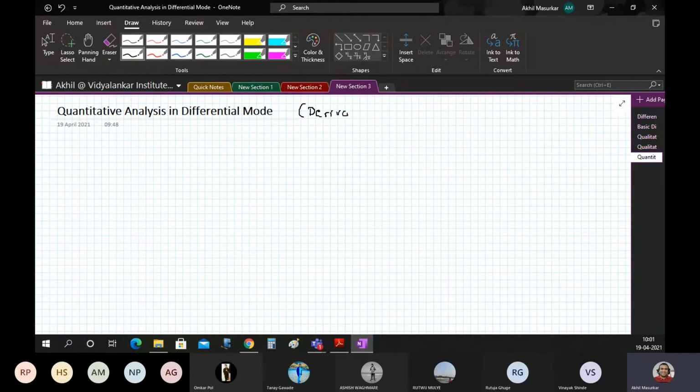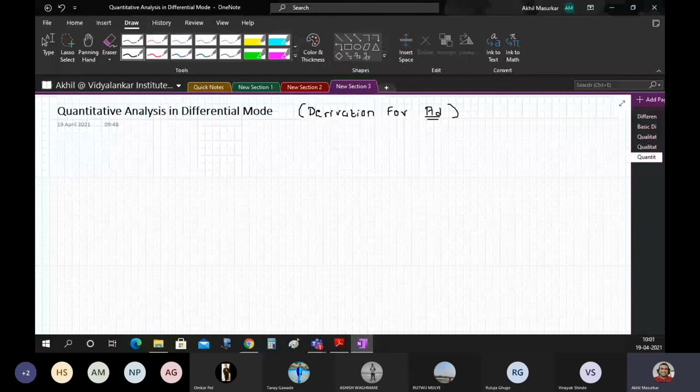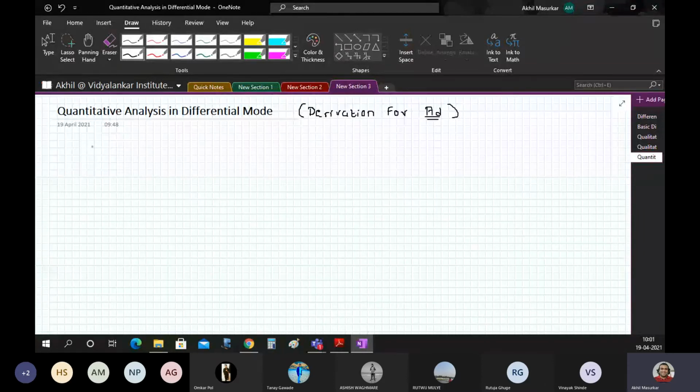derivation for differential gain. I will call it AD. Derivation for AD. So that's a different way of just saying that in the quantitative analysis, now we are trying to quantify with the help of some parameters what this gain is going to be.